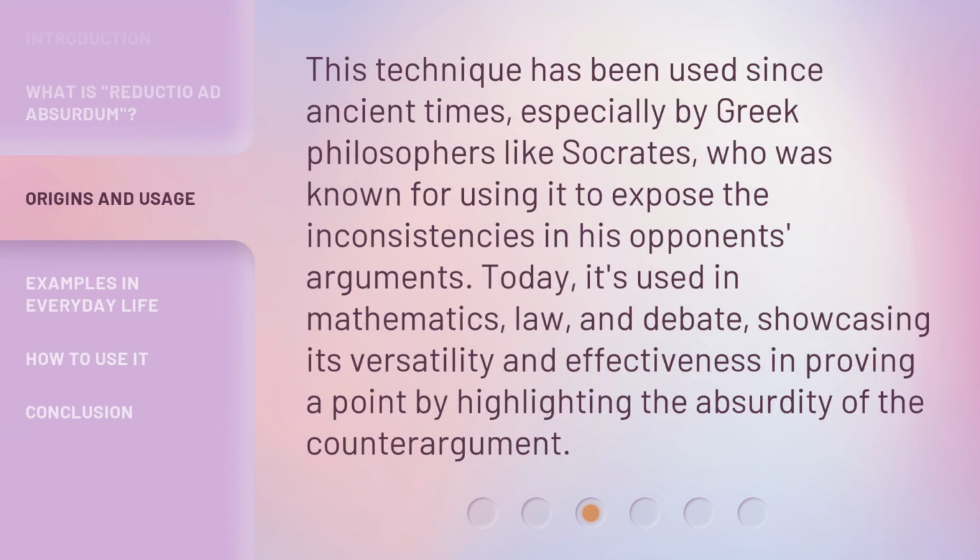This technique has been used since ancient times, especially by Greek philosophers like Socrates, who was known for using it to expose the inconsistencies in his opponent's arguments. Today, it's used in mathematics, law, and debate, showcasing its versatility and effectiveness in proving a point by highlighting the absurdity of the counter-argument.